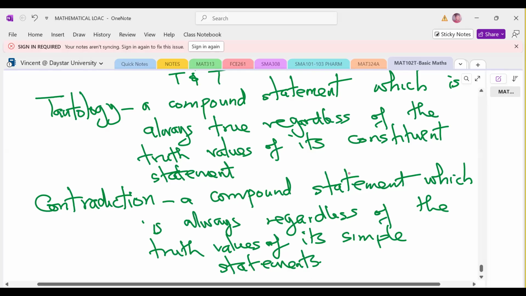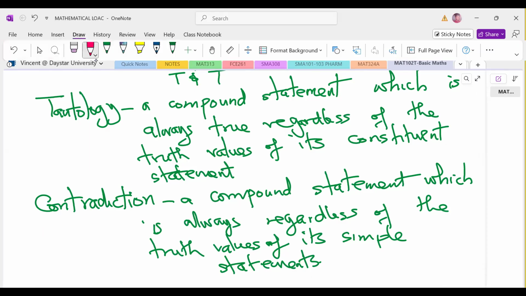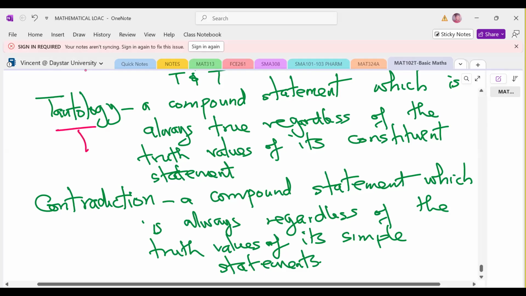Sawa, tautology. Yes, so tautology. I was saying tautology is a compound statement which is always true, regardless of its simple statements. When you are drawing a truth table for a tautology, everything you'll find to be true. Okay? So the column of that compound statement, when you fill in all the truth values, you should see that everywhere there's a T. Then the opposite of a tautology is what we call a contradiction.